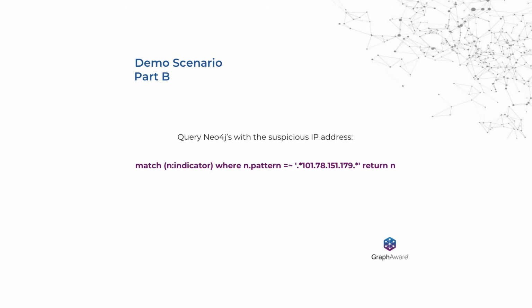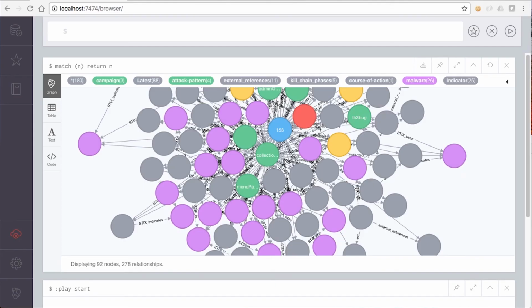We're going to take this suspicious outbound IP address on the slide, and we've created this Cypher statement. What this Cypher statement is saying is find all of the indicators, which, as the name says, is an indicator of a pattern that represents the detection of suspicious or malicious cyber activity. So we're writing a query that says find all indicators where the indicator's pattern contains this IP address and return it for us to see. So we'll go and execute this in the Neo4j browser.